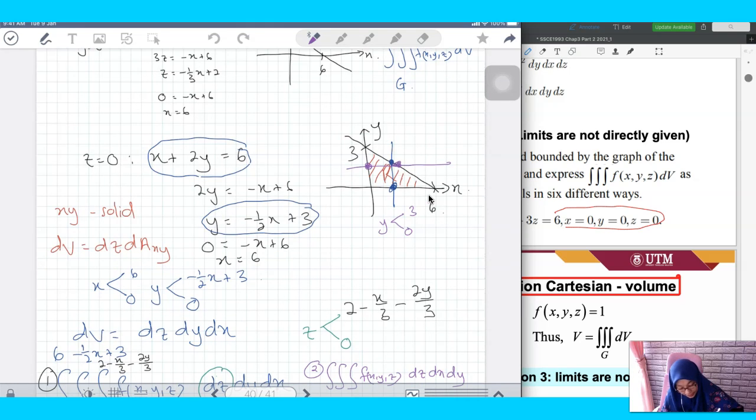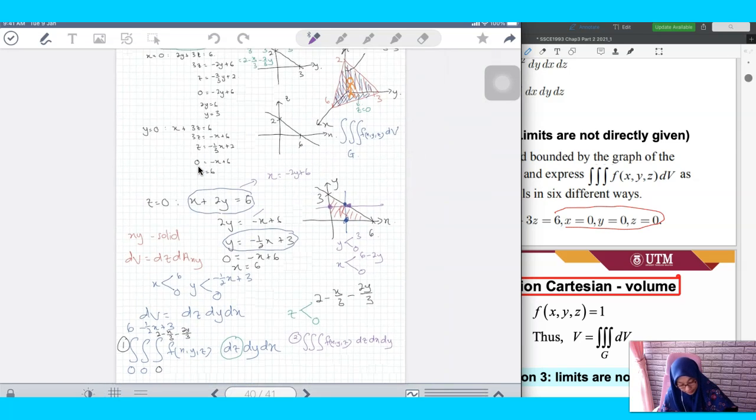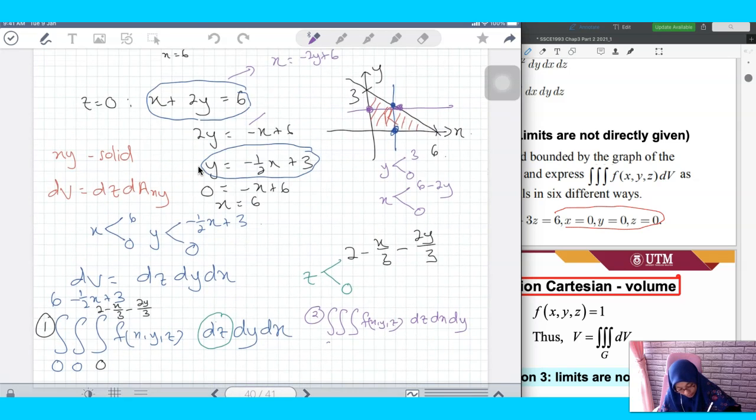And then how about x? x should be a function. The smallest x is 0 and the highest x is coming from this equation. So we have to rearrange this one to be x equal to minus 2y plus 6. So you have 6 minus 2y. Now we have already obtained the limit of y from 0 to 3, and the limit of x from 0 to 6 minus 2y. Now how about z?